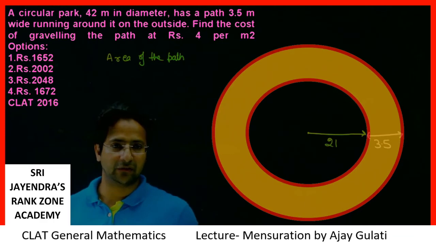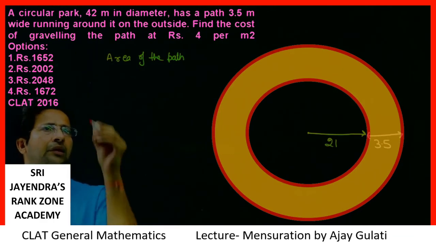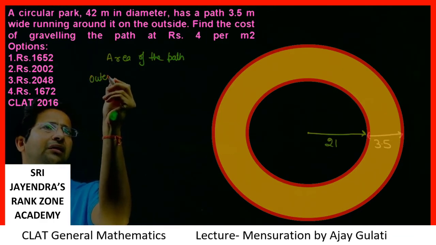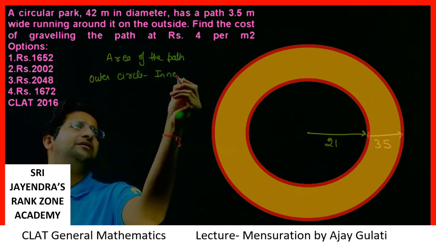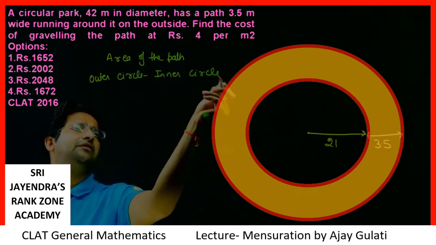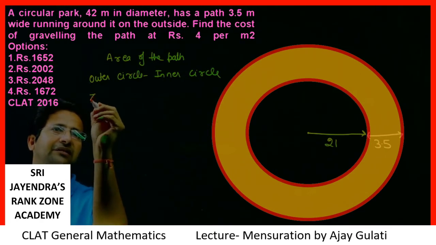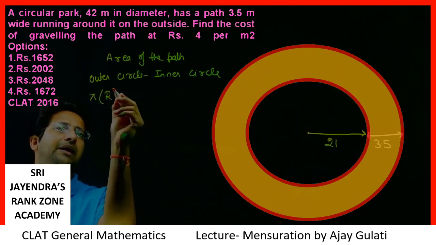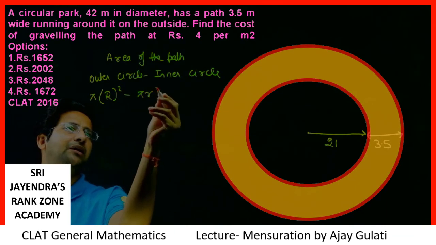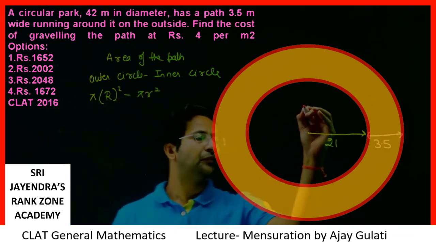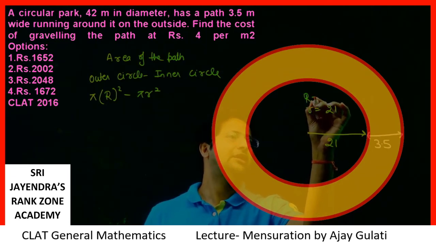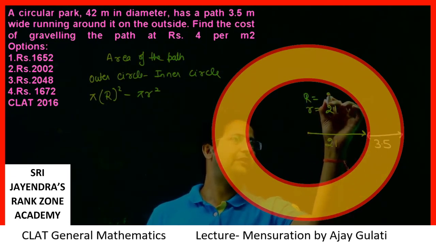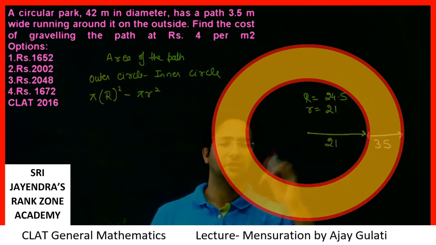How to find the area of the path? Area of the path will be outer circle minus inner circle. We have already discussed this in the previous class. This will be, let's say, pi R square minus pi r square. Here, what will be small r? Small r is 21. Capital R will be 21 plus 3.5, that is 24.5.